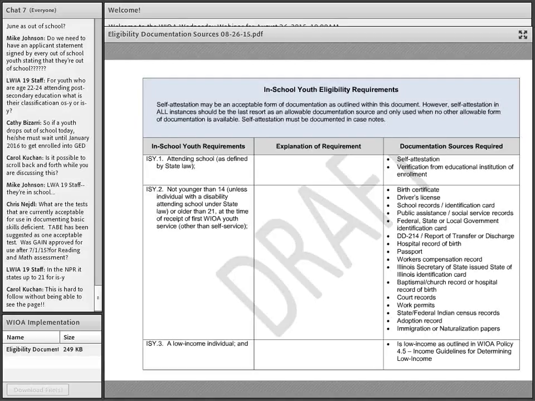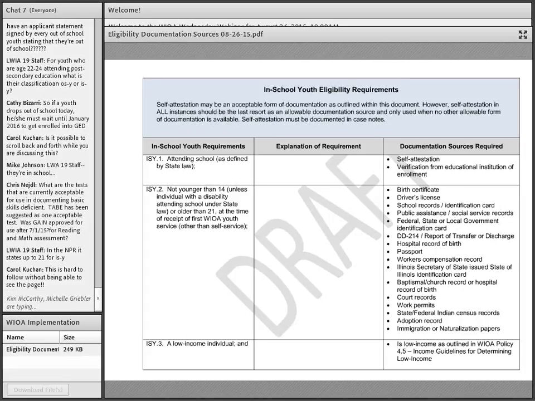So if somebody is no longer going to school, it's either because they've graduated, and if they've graduated, they become eligible as out-of-school youth immediately, or they have dropped out. And if they've dropped out, you have to wait 1 quarter according to your school system, whatever that is.